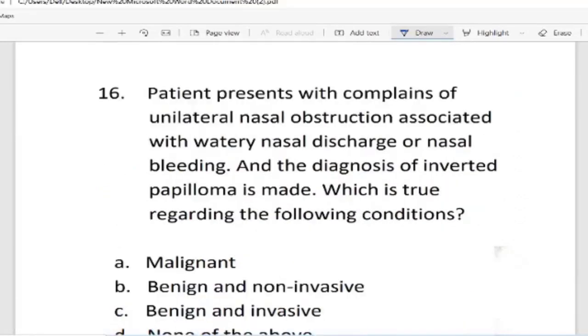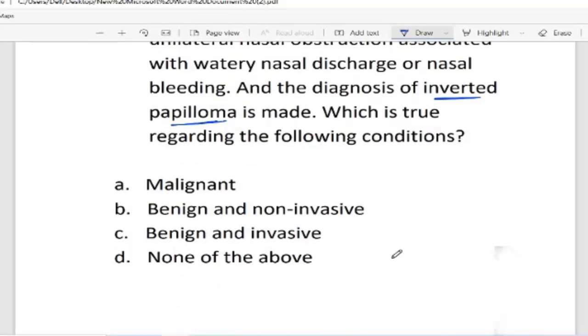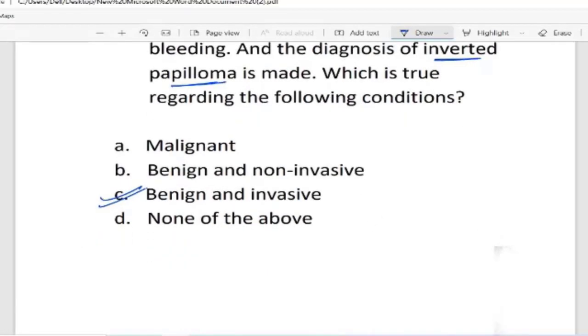Last question. A patient presents with complaint of unilateral nasal obstruction associated with watery nasal discharge or nasal bleeding, and the diagnosis of inverted papilloma has been made. The patient has already written what the disease is, so it is inverted papilloma. Now, what is true regarding the following condition? It is malignant, it is benign and non-invasive, it is benign and invasive, none of the above. The correct answer is benign and invasive.